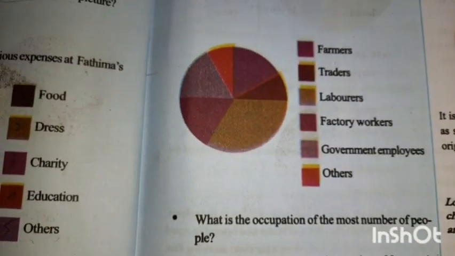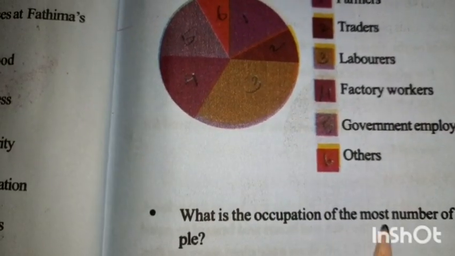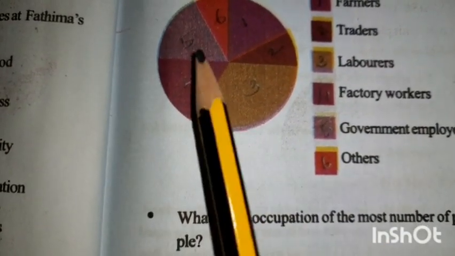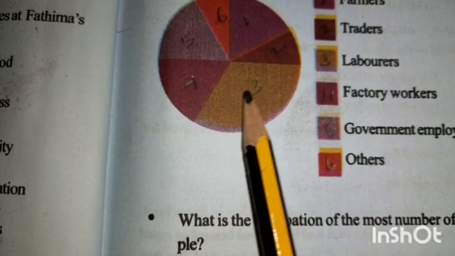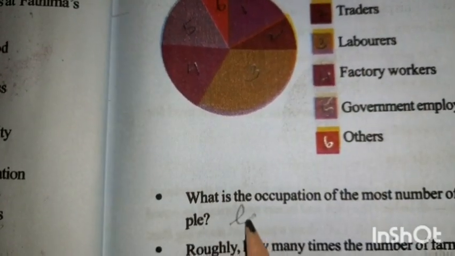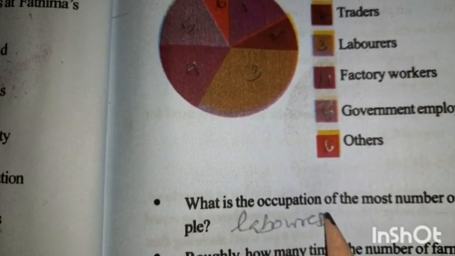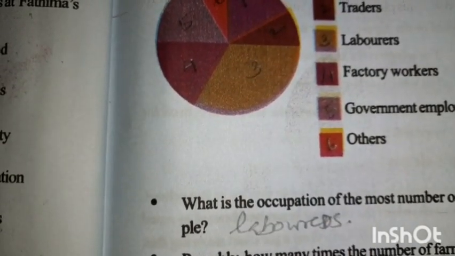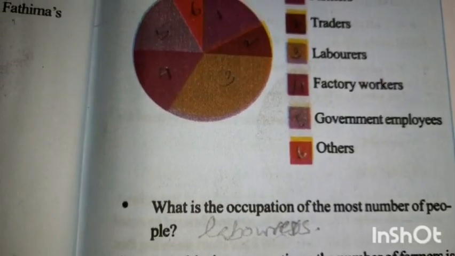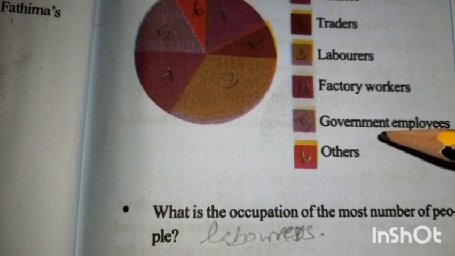The first question: what is the occupation of the most number of people? From this you can identify which is more. The third one is laborers. So you can write the answer, laborers. Most of the people in that panchayat are laborers.